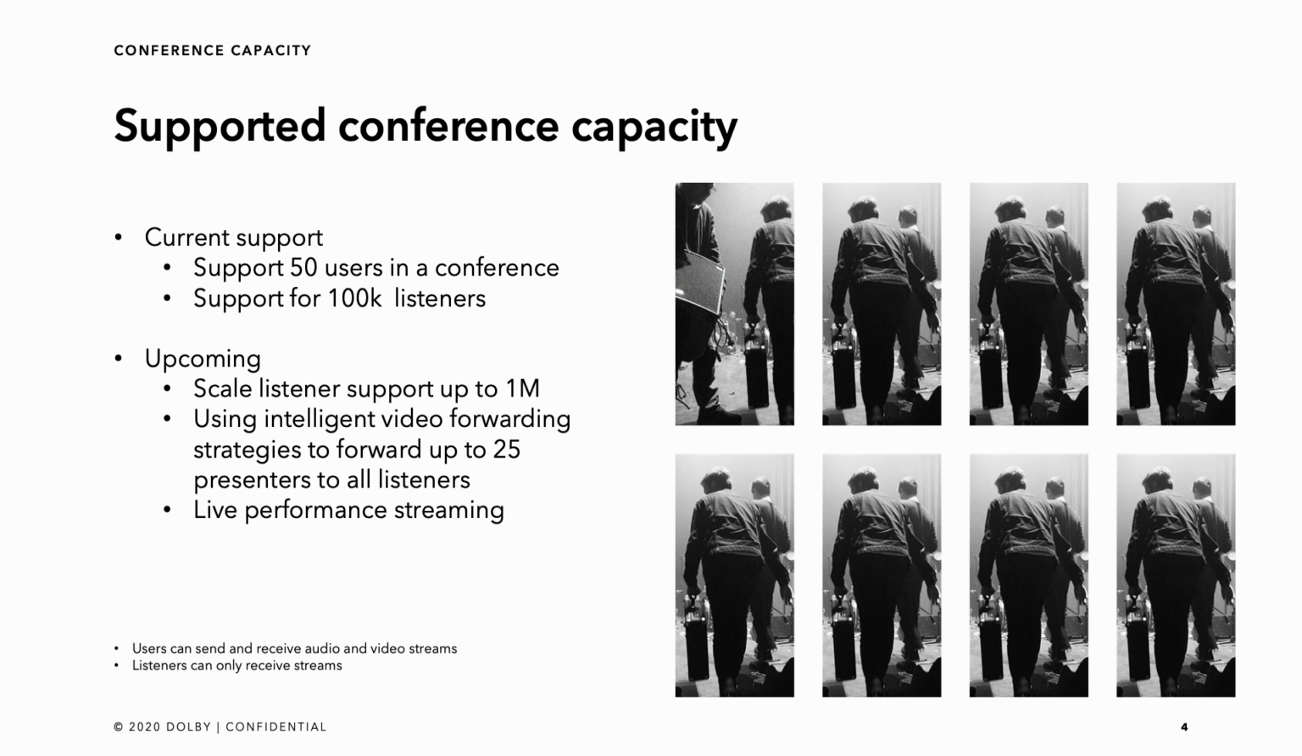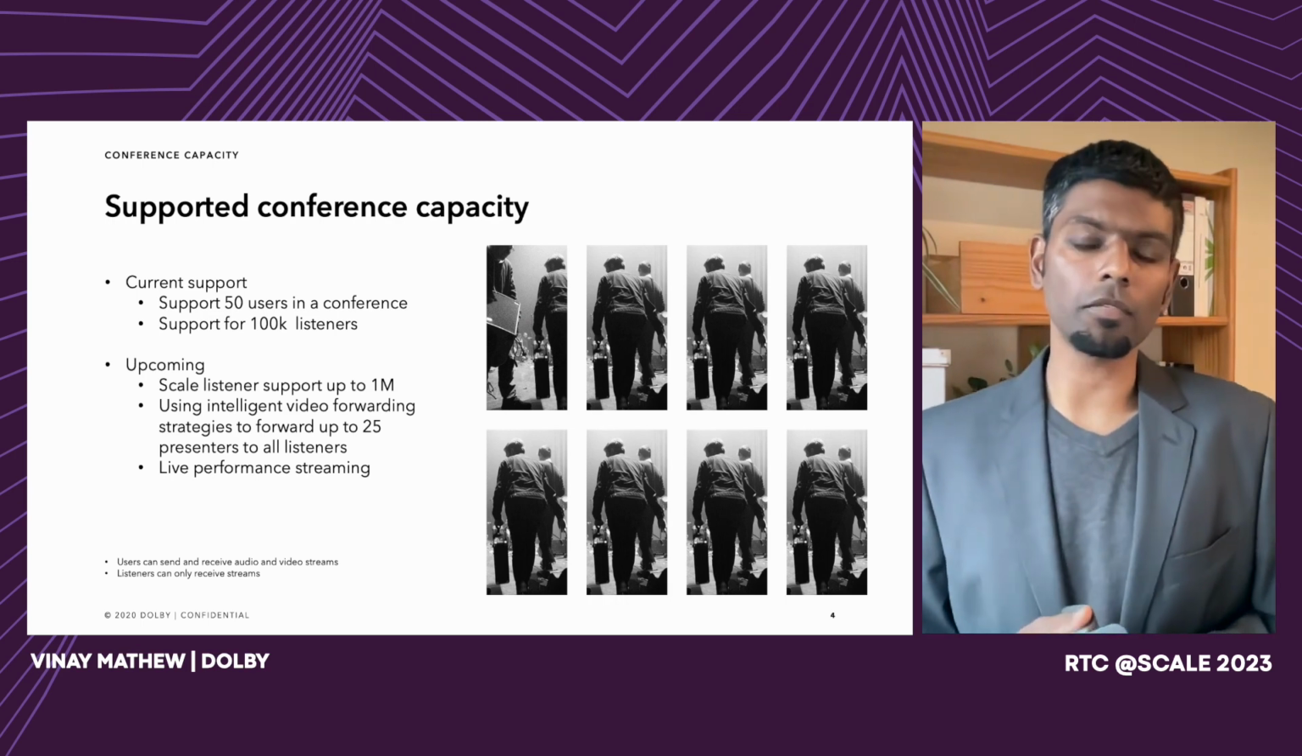So diving into what the supported conference capacity is. The Dolby.io platform today supports up to 50 users in a typical conferencing scenario, with the possibility to stream conferences and events up to 100,000 listeners at sub-second latency. A user typically is someone who actively sends audio and video into the conference, and a listener is typically someone who only receives streams. You could think of it as a passive participant in a conference.